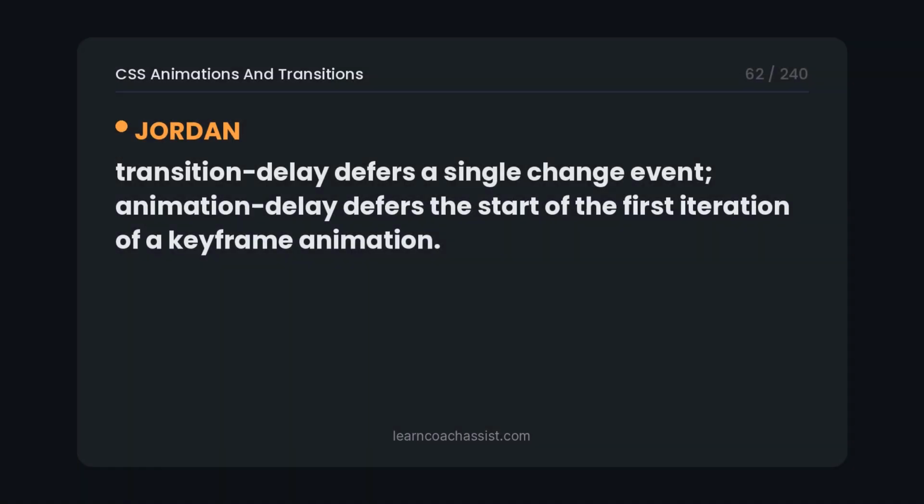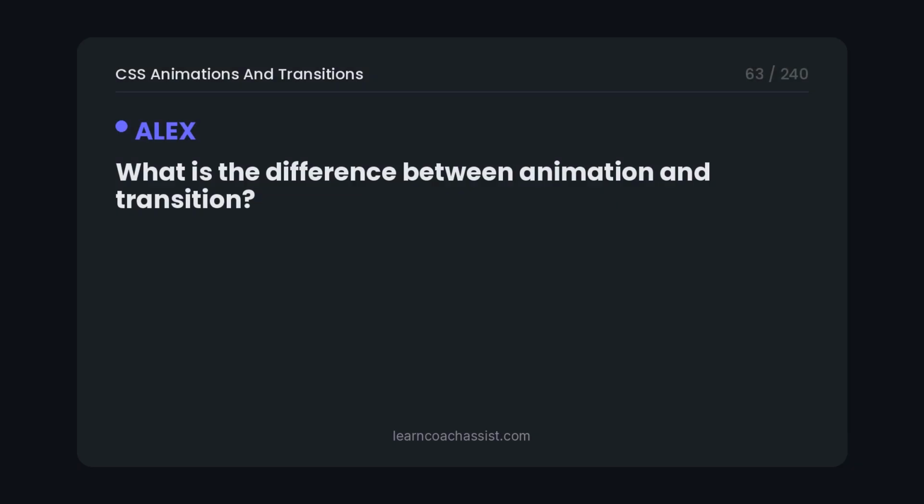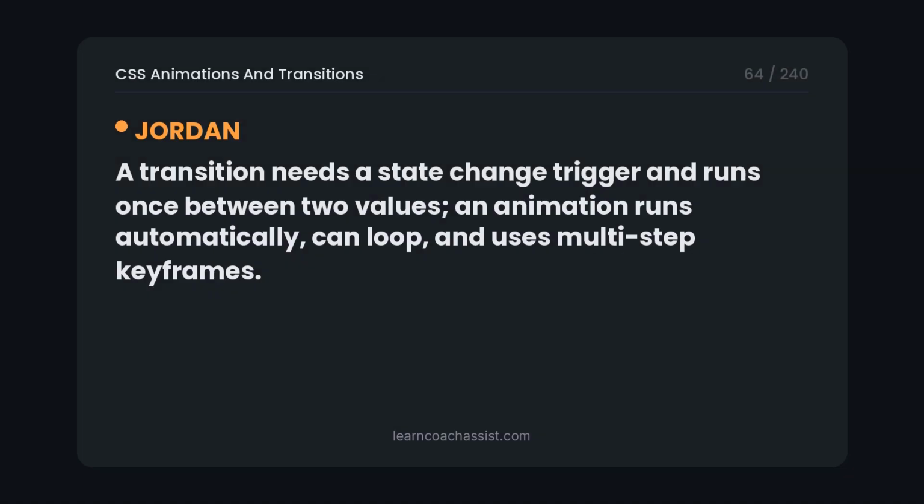Transition delay defers a single change event. Animation delay defers the start of the first iteration of a keyframe animation. What is the difference between animation and transition? A transition needs a state change trigger and runs once between two values. An animation runs automatically, can loop, and uses multi-step keyframes.